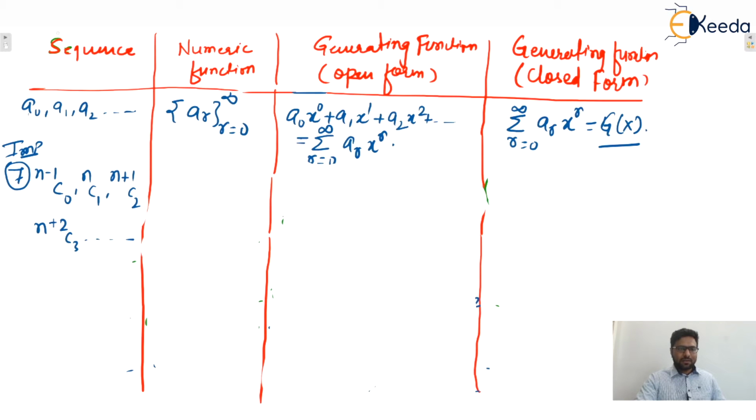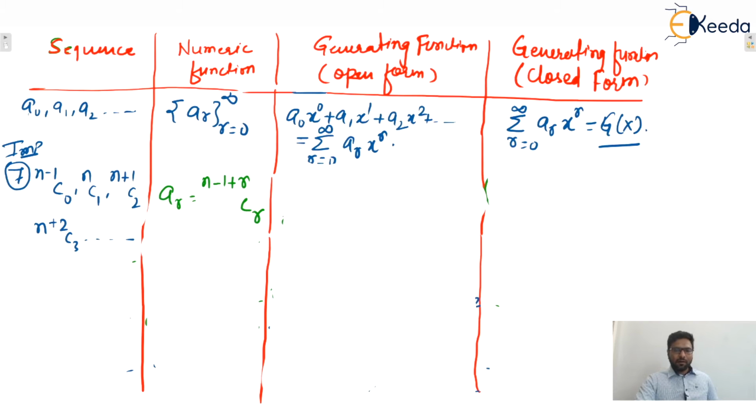So yes, be careful. So here we can say that a_r is what? n minus 1 plus r C r, isn't it? Yes, you can put r value 0, then it becomes n minus 1 C0. Then put r equals 1, then it becomes nC1, and so on. So we can say that that is the numeric function of this sequence.